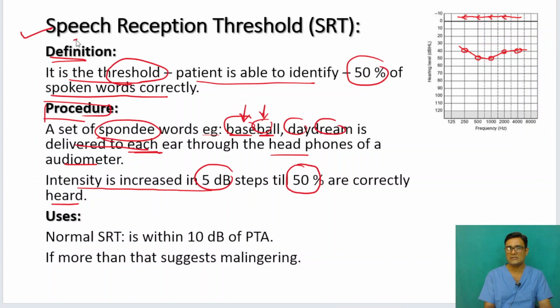That becomes the speech reception threshold. The intensity at which the patient can repeat 50% of the words given to him becomes the speech reception threshold. Okay, so what are the uses of speech reception threshold? A normal speech reception threshold should always be within 10 decibels of the pure tone audiometry average.